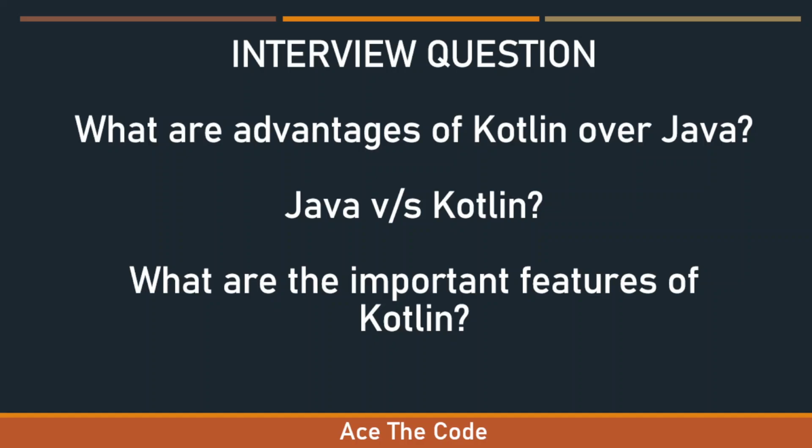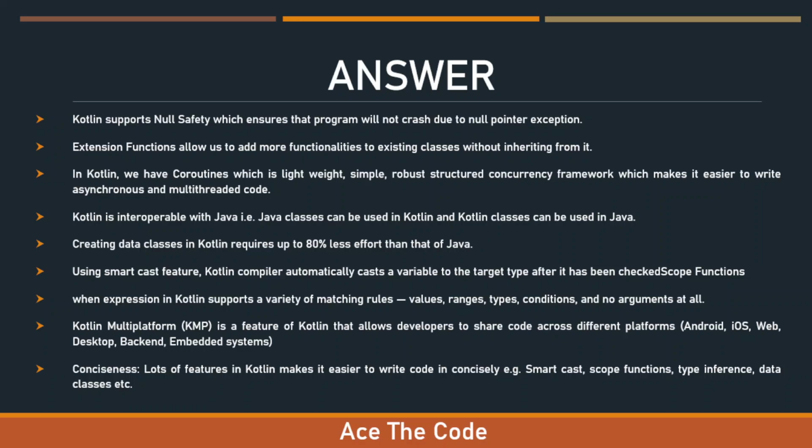Kotlin also supports one important feature, which is Kotlin multi-platform. So one code base can be shared across multiple platforms, such as code written for Android application development can be used for iOS application development, web application, and backend application development as well. So these are the advantages of Kotlin over Java. The answer to this question is given over here as well. If you want, you can note it down or take a screenshot for your reference.